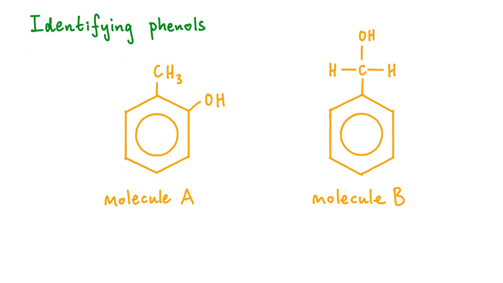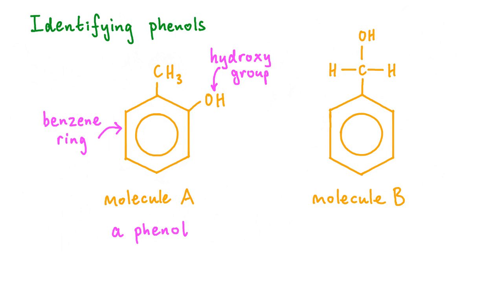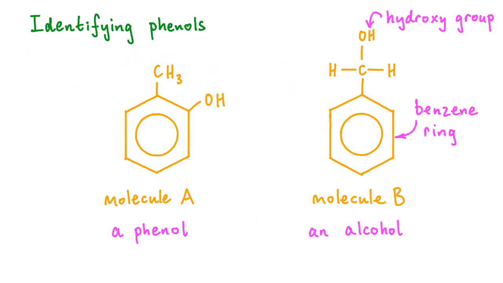Consider the two compounds shown here as further examples. Here we see molecule A on the left and molecule B on the right. Molecule A is classed as a phenol, since the hydroxy group is bonded directly to the benzene ring. Molecule B is classed as an alcohol. Although molecule B contains a benzene ring, the hydroxy group is not bonded directly to it. Phenols and alcohols do share some similar chemistry.